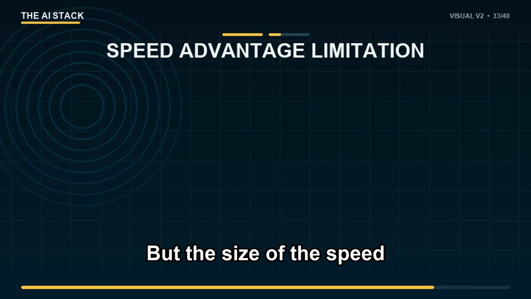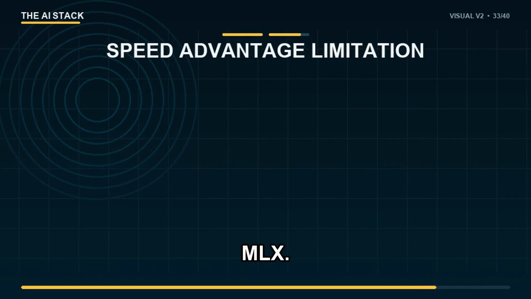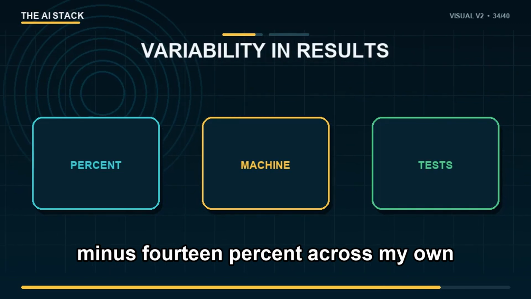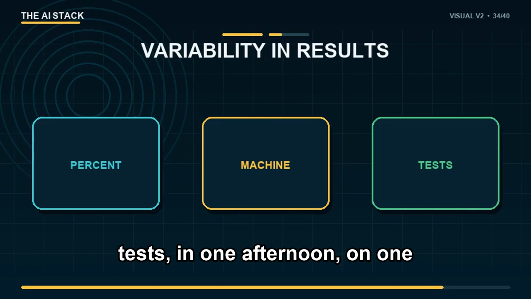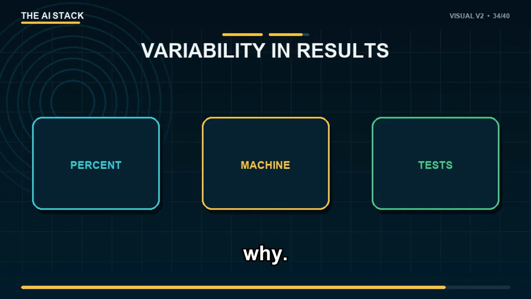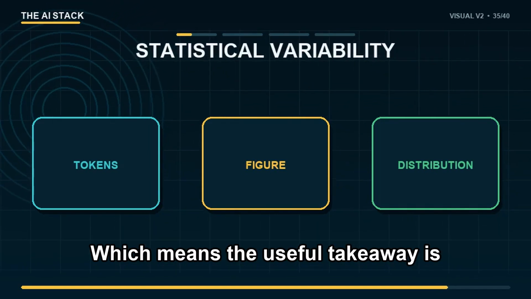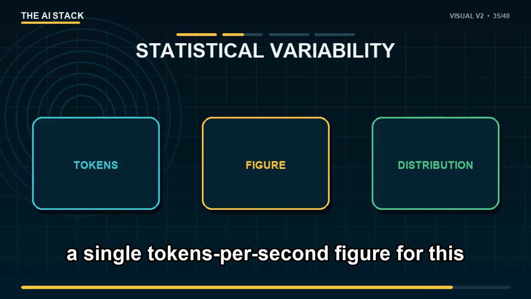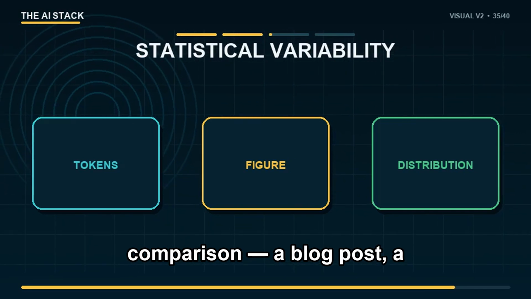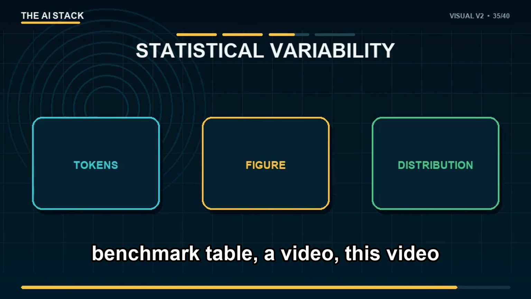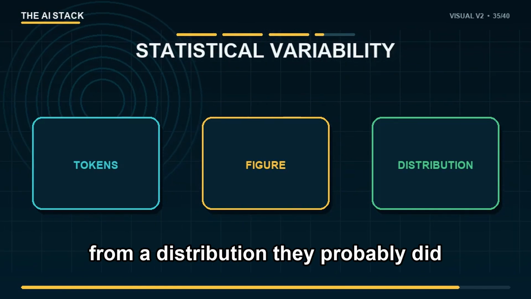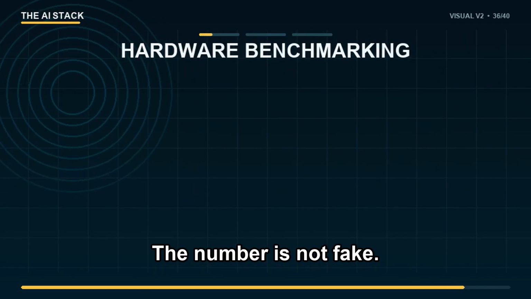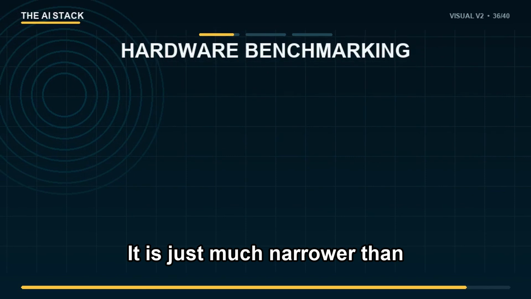But the size of the speed advantage is not a fact about MLX. It moved between +71 and -14% across my own tests in one afternoon on one machine, and I cannot fully explain why. Which means the useful takeaway is not a number at all. It is that anybody quoting you a single tokens per second figure for this comparison, a blog post, a benchmark table, a video, this video, is quoting you one sample from a distribution they probably did not look at. The number is not fake. It is just much narrower than it sounds.